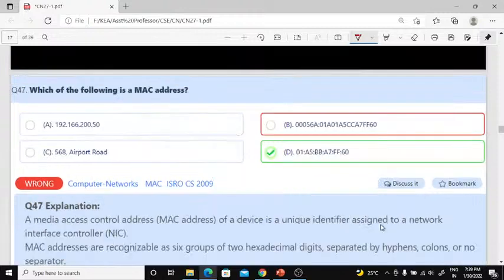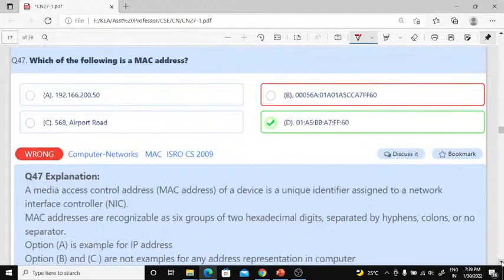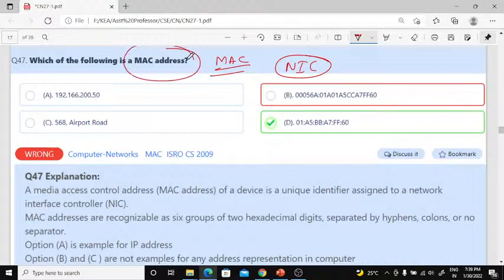Which of the following is a MAC address? So MAC, medium access control address, is a unique identifier assigned to a network interface controller, the NIC.